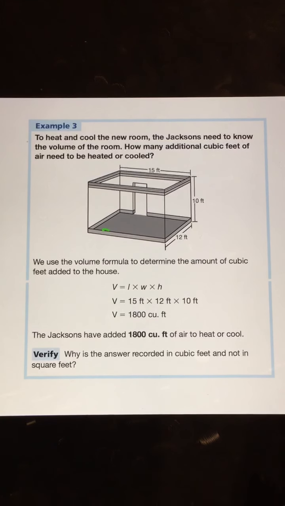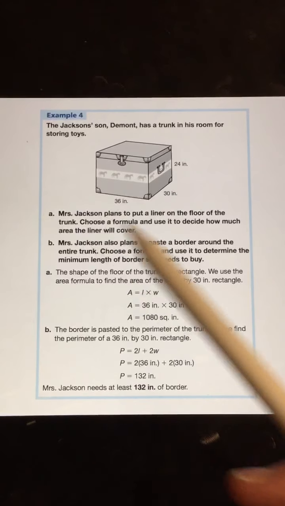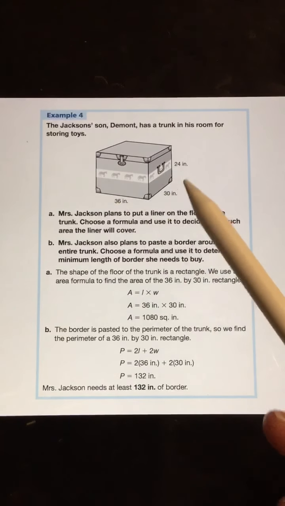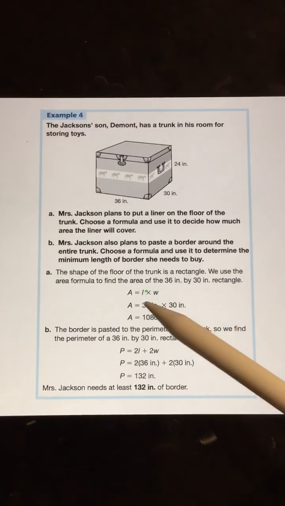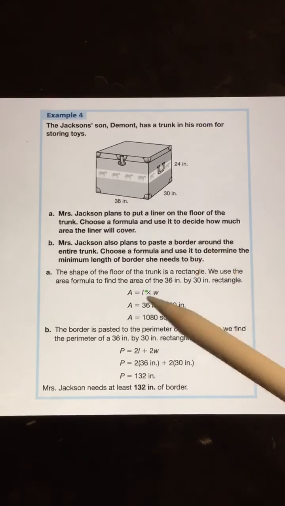Or we need cubic units, okay? All right, our next problem says the Jackson's son, DeMont, has a trunk in his room for storing toys. Mrs. Jackson plans to put a liner on the floor of the trunk. Choose a formula that you would use to decide how much area the liner will cover. Well, guess what? We're doing area. So for the liner, we need to do length times width, right? So we do length times width, 36 inches by 30 inches. We get 1,080 square inches. So that'll cover the bottom of this trunk.